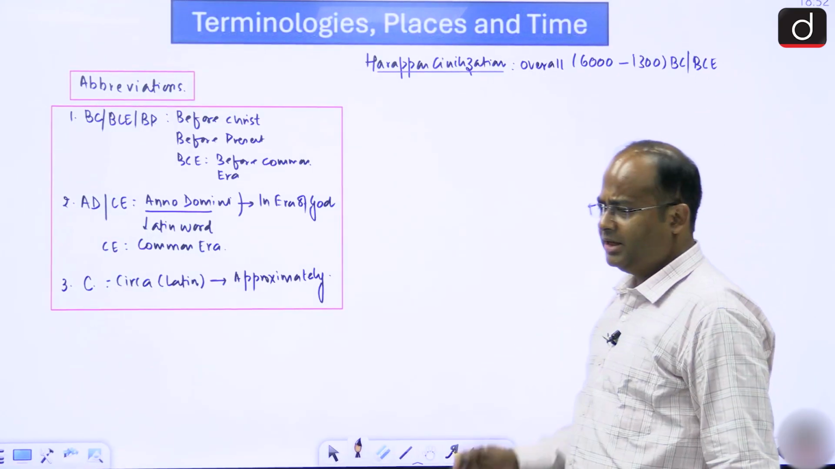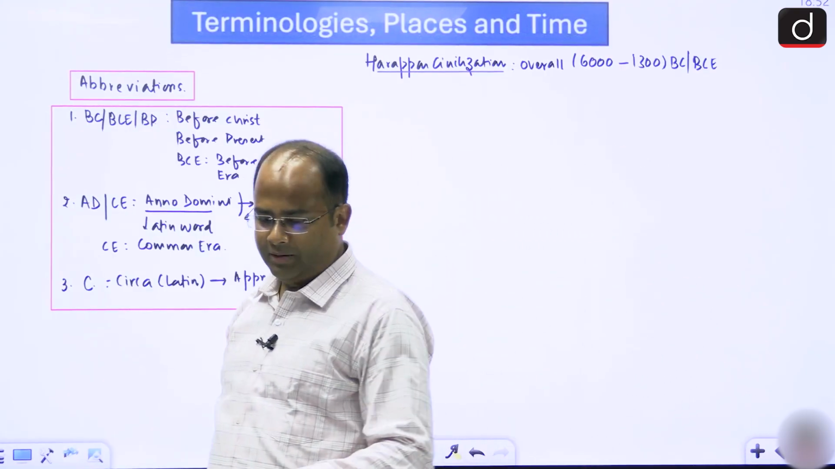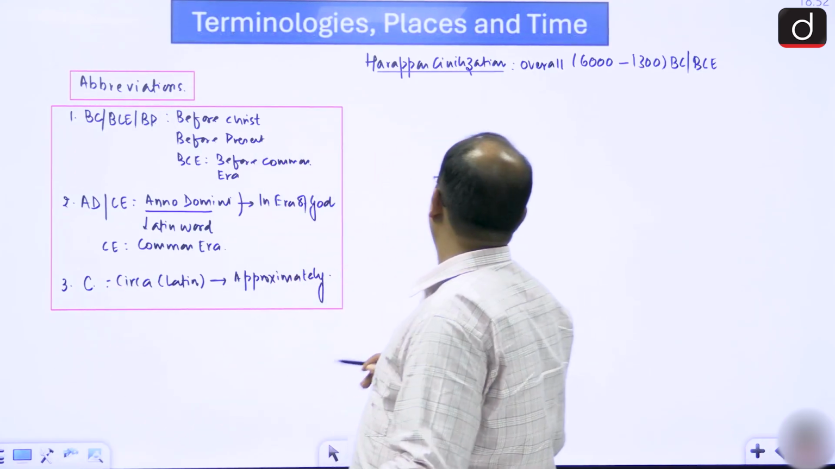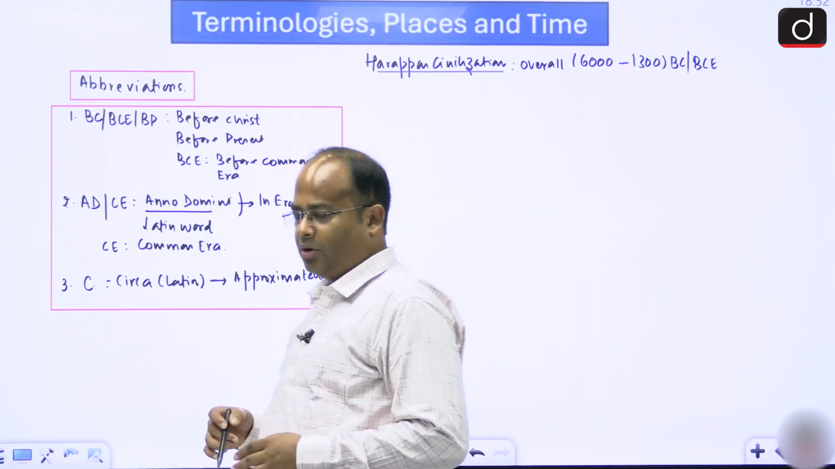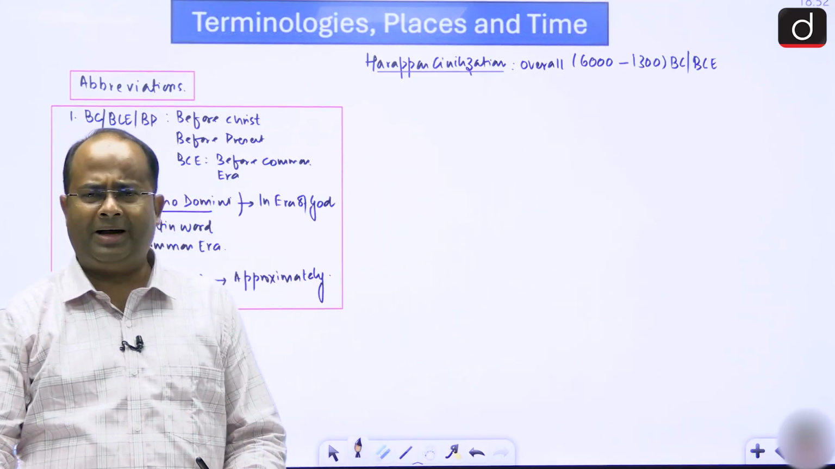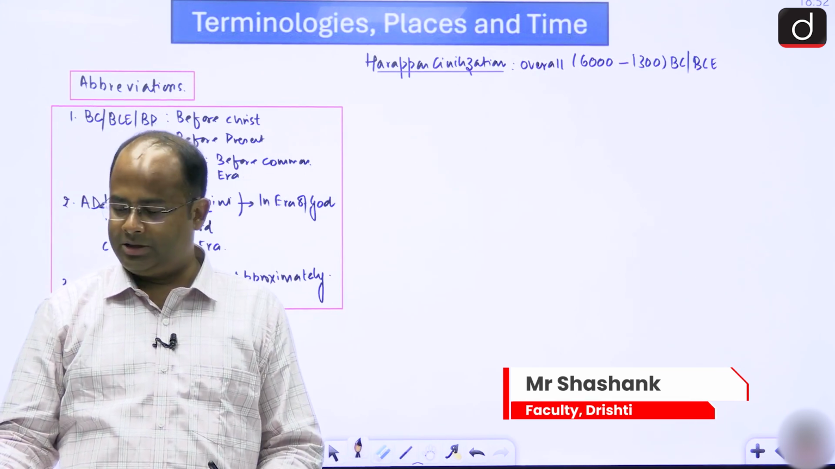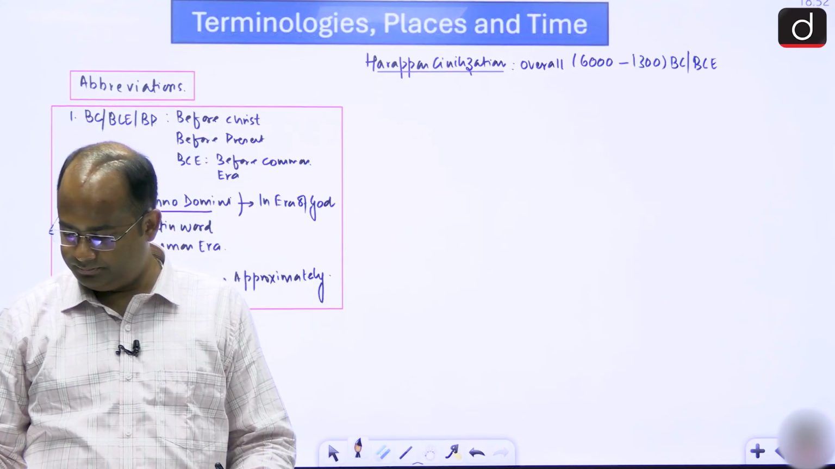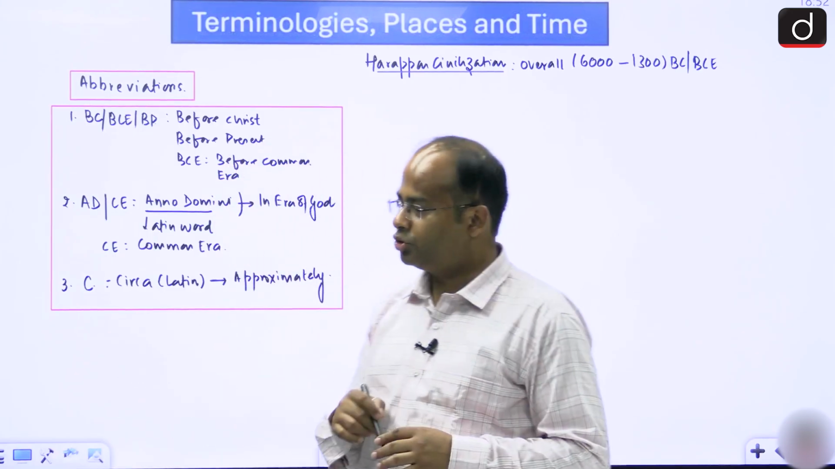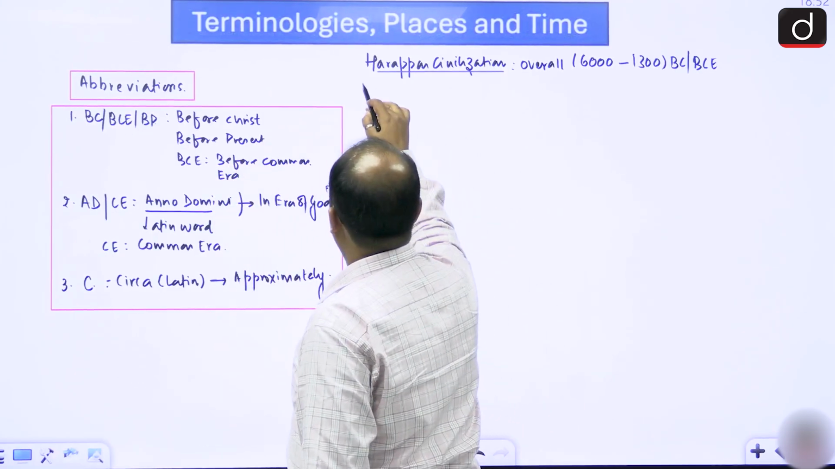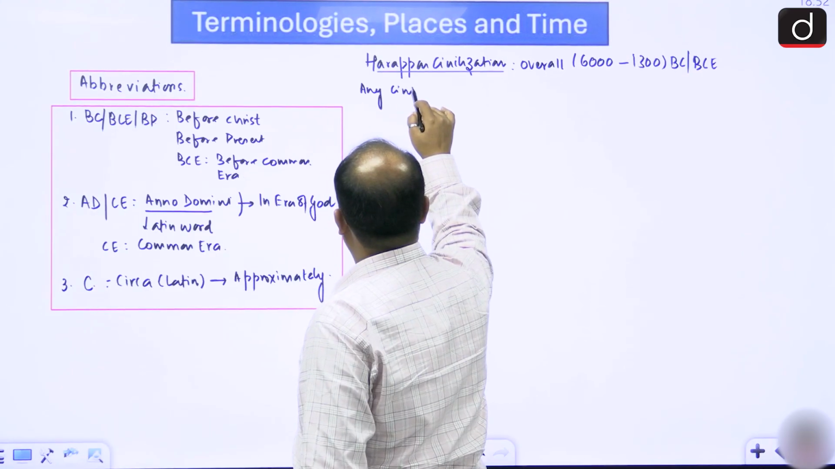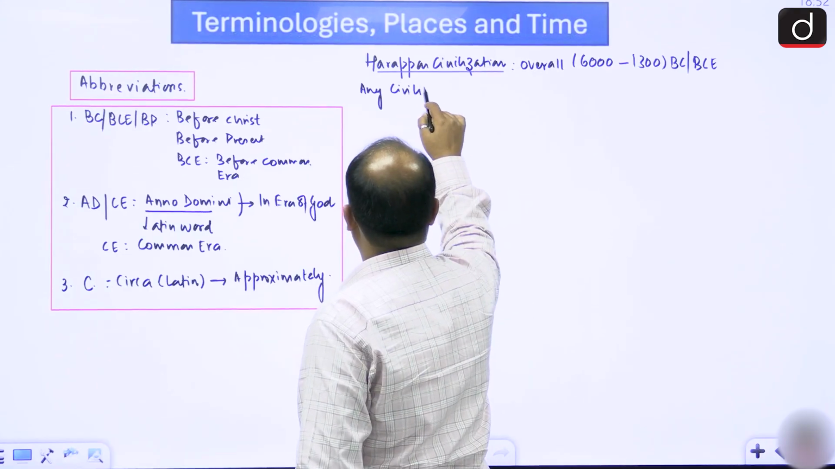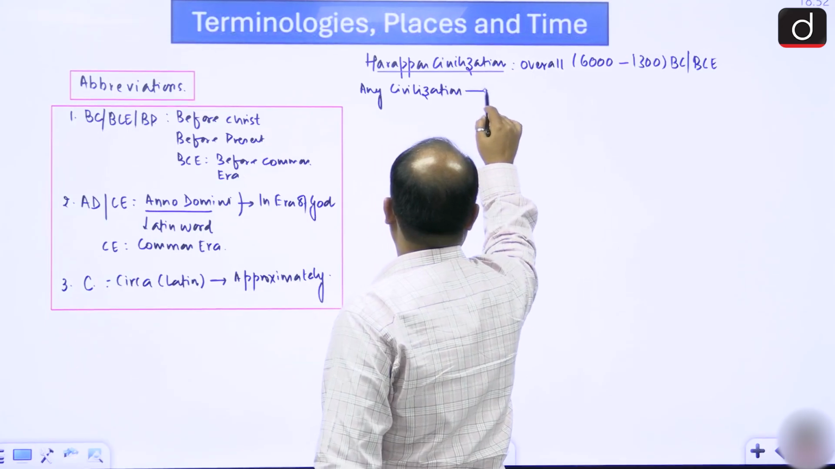BC and BCE are the common thing. So I hope everyone has understood what this abbreviation is all about. Now, guys, whenever we discuss the Harappan civilization, or any civilization, it goes through three phases.